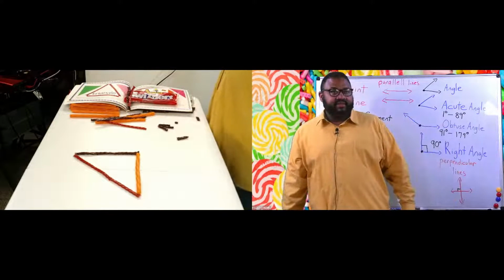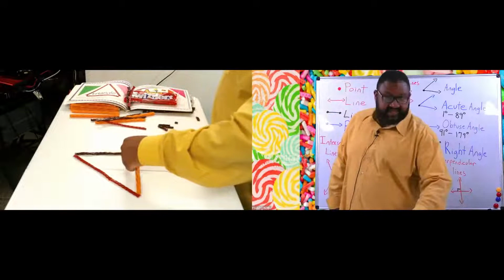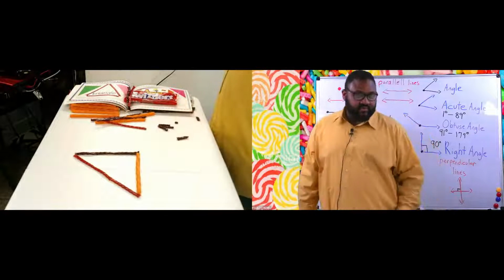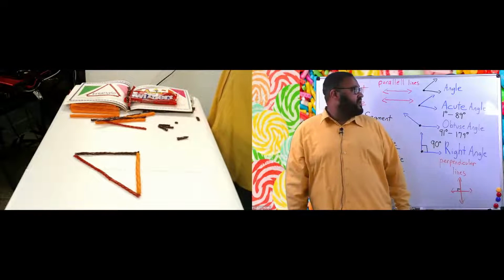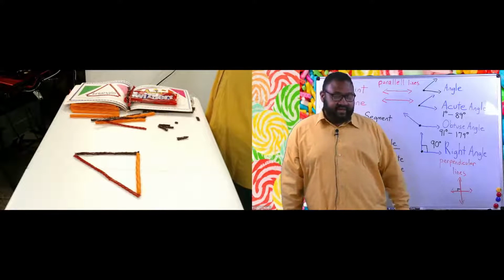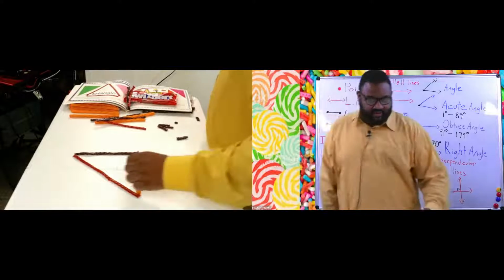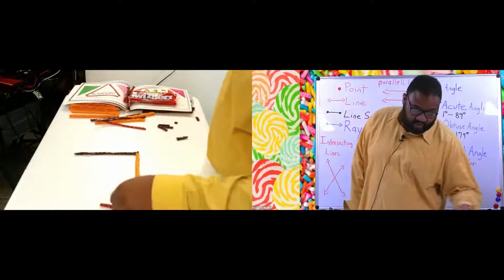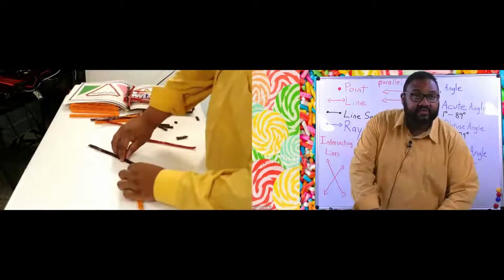And yep, we can see that. As long as it has at least one right angle, it is considered a right triangle. All right, so we've talked about the acute triangle, check. Talked about the right triangle. Now the other one is going to be the obtuse.